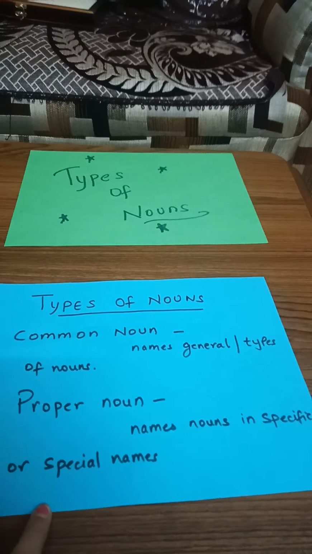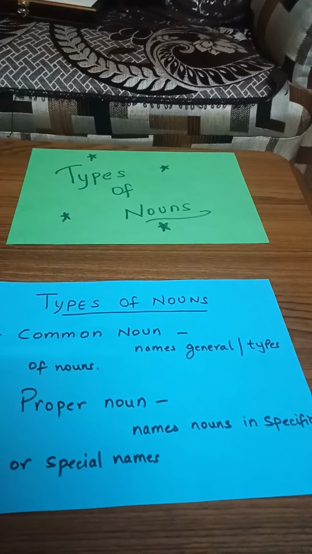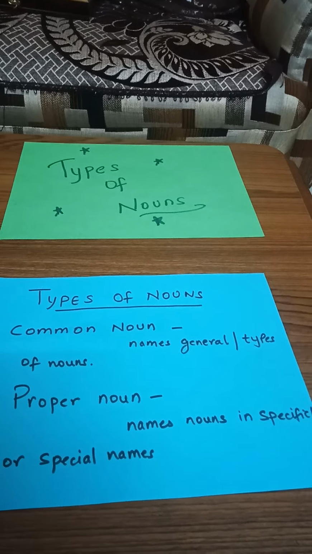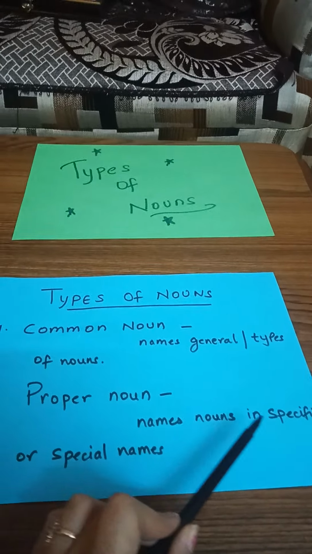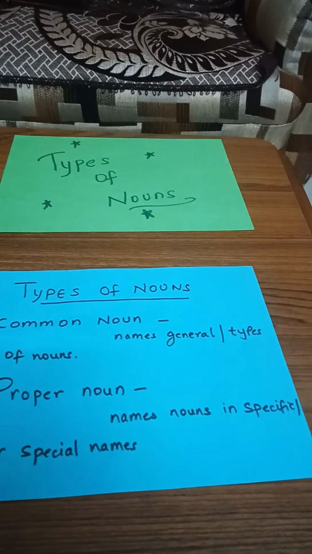Whereas proper nouns don't give you that facility. A proper noun says, whatever I give you, you have to think about that only. So it names nouns specifically, or it gives special names. Whatever name is given by a proper noun, we have to think about it only. Let's explore more about common nouns.